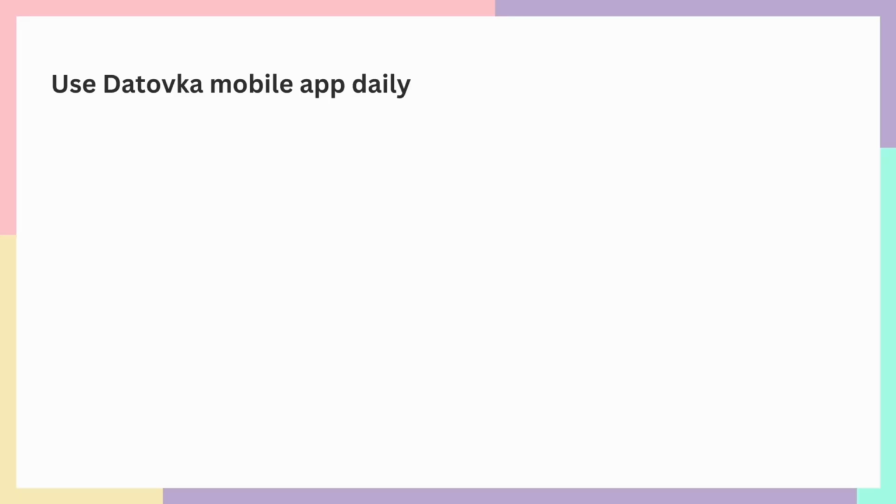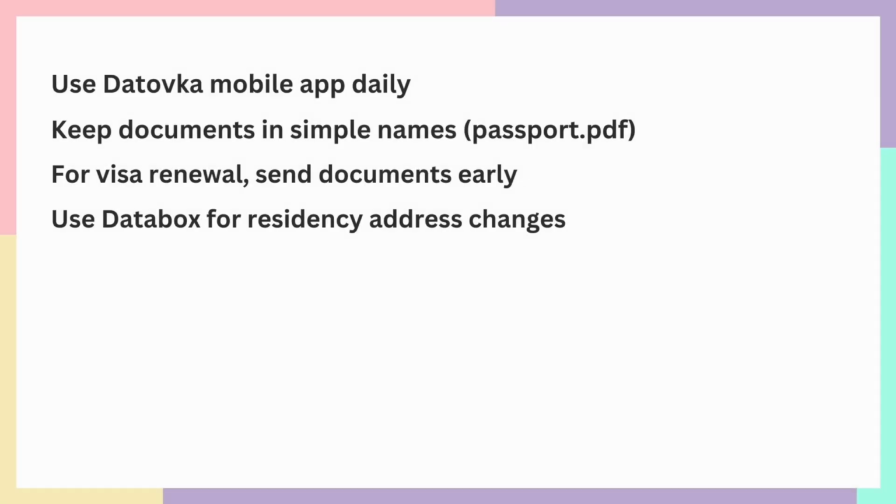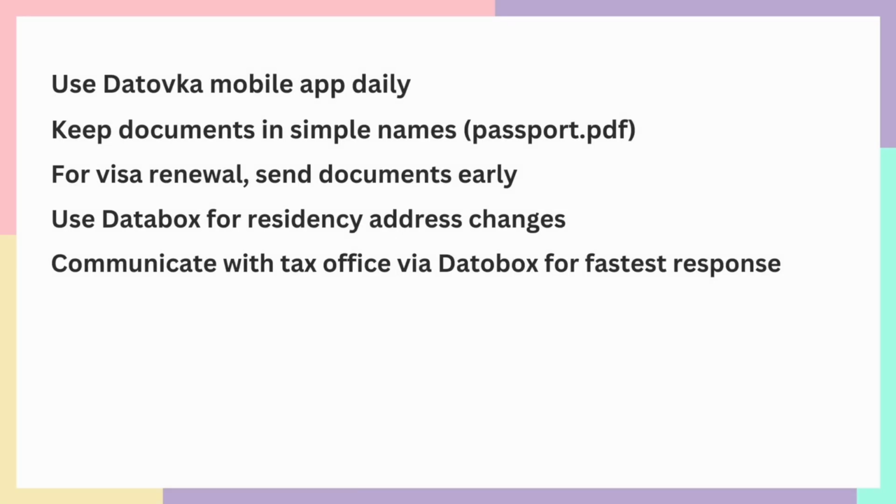Here are some of the pro tips. Use the Databox mobile app daily. Keep documents in simple names like password.pdf. For visa renewal, send documents early. Use Databox for residency address changes. Communicate with the tax office via Databox for faster response.